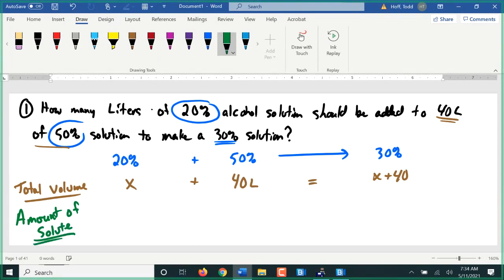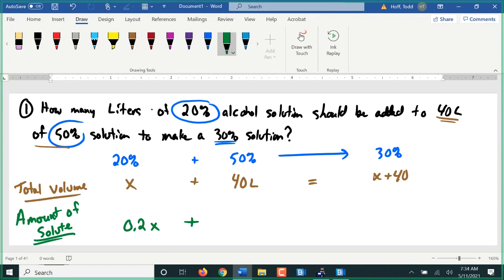The second thing that is conserved is the amount of solute. In this example, it's an alcohol solution. We're assuming it's an alcohol and water solution. So the alcohol would be the solute. So we're looking at the solute is always the active ingredient, what's being dissolved into the solution, or what the percent is describing in this case. So the total amount of solute is the concentration times the volume. So for the 20% solution, the concentration is 0.2 times the volume of X.